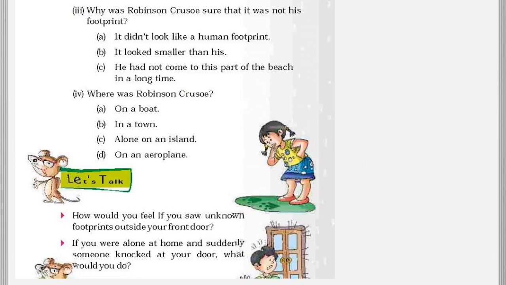Why was Robinson Crusoe sure that it was not his footprint? Because it didn't look like a human footprint. It looked similar than his. He had not come to this part of the beach in a long time. And where was Robinson Crusoe? On a boat, in a town, alone on an island, or on an aeroplane? So he was alone on an island. So the questions are complete with this.